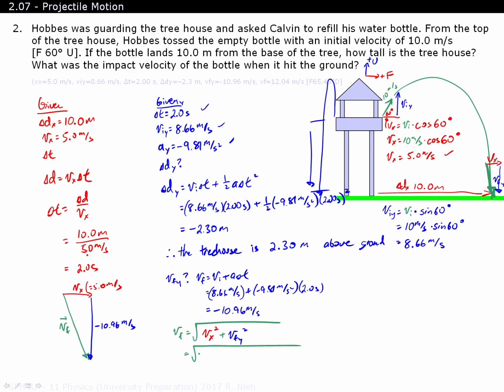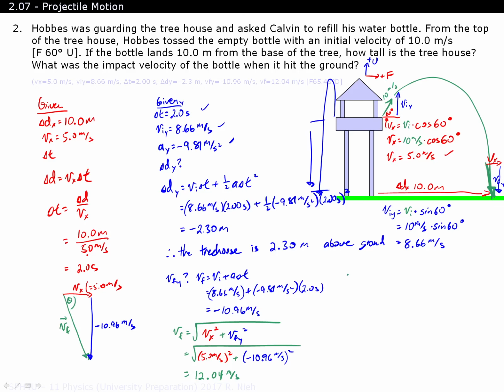So that's equal to the square root of 5 meters per second quantity squared plus, you could put down the minus sign, it doesn't matter, but it's effectively a magnitude of 10.96 meters per second quantity squared. Crunching through these numbers, you end up with a final velocity of 12.04 meters per second. Again, impact velocity is a vector, so we need to find out what the theta is.